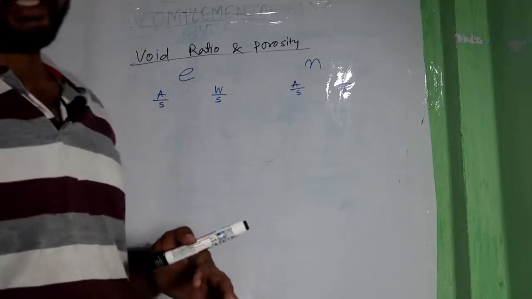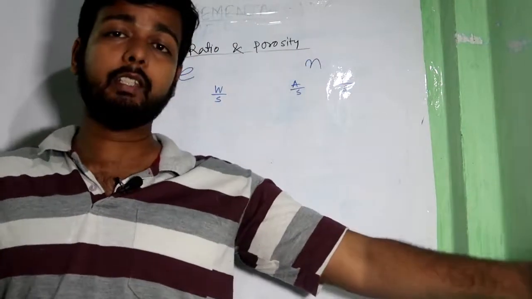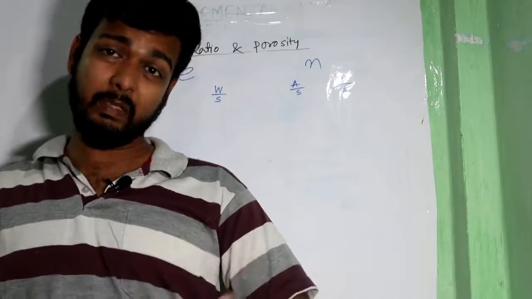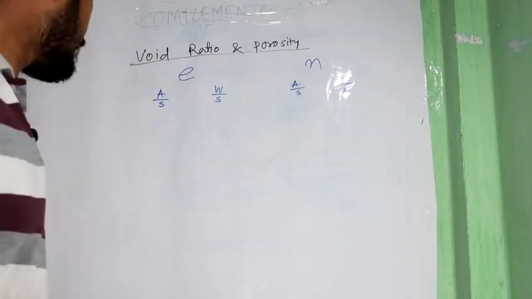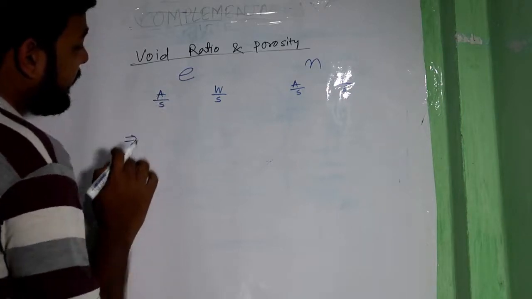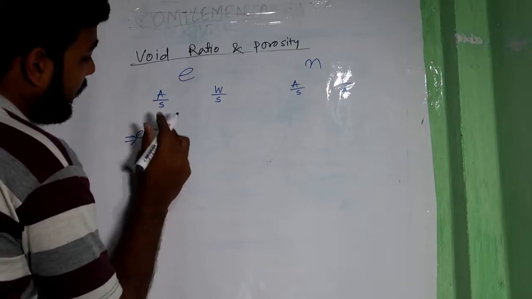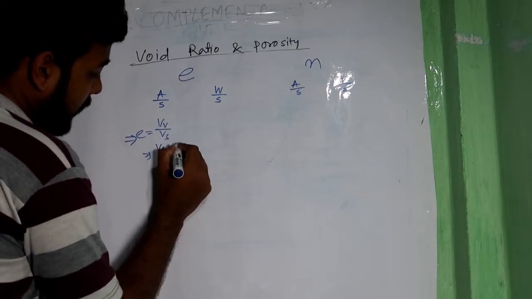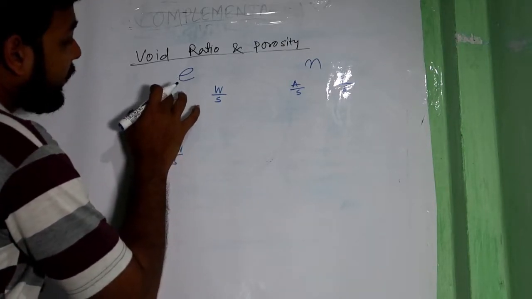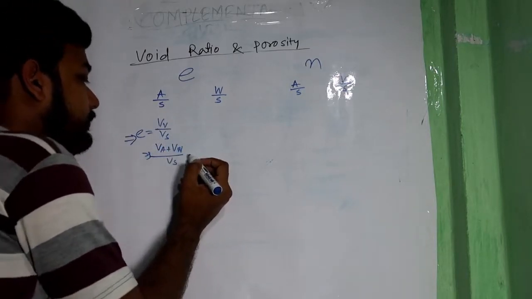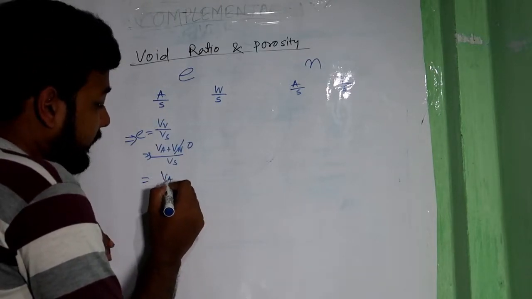So void ratio is Vv by Vs, volume of void by volume of solid in the three-phase system, and porosity is volume of void by total volume in the three-phase system. But what will it be in the two-phase system? So let's see. In the two-phase system, first, what will e be? Vv by Vs. What does Vv mean? Volume of air plus volume of water by volume of solid. But in the air-solid case there is no water, so the volume of water becomes 0. So e is Va by Vs.